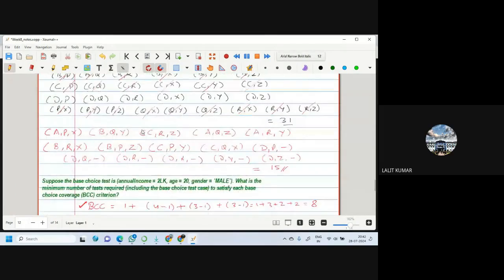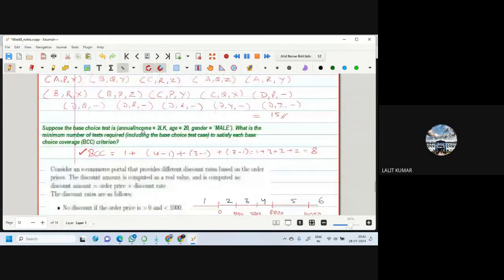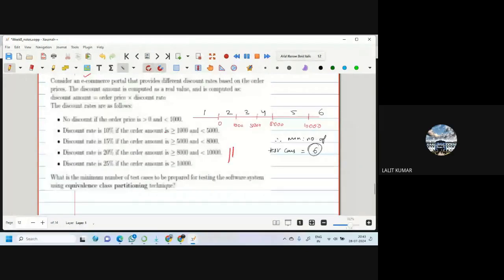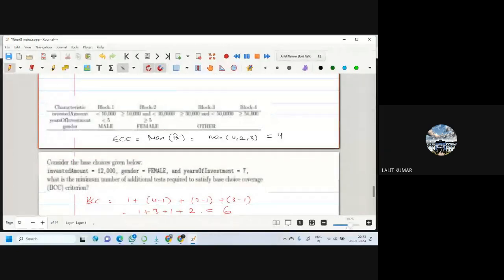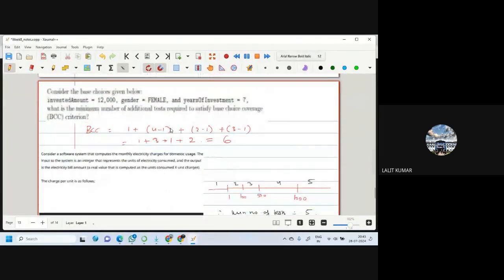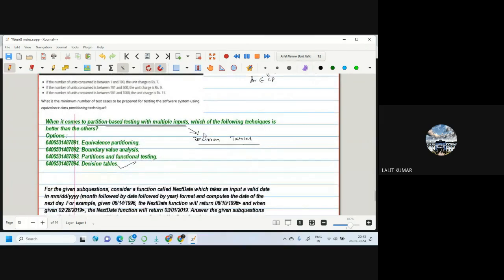BCC, this is easy, we can solve this. Again the partition is there. Partition is easy now, we can do that. So here we have to identify. BCC again easy. So when it comes to partition-based testing with multiple inputs, which of the following techniques is better than the others? We know decision tables, that we have seen.